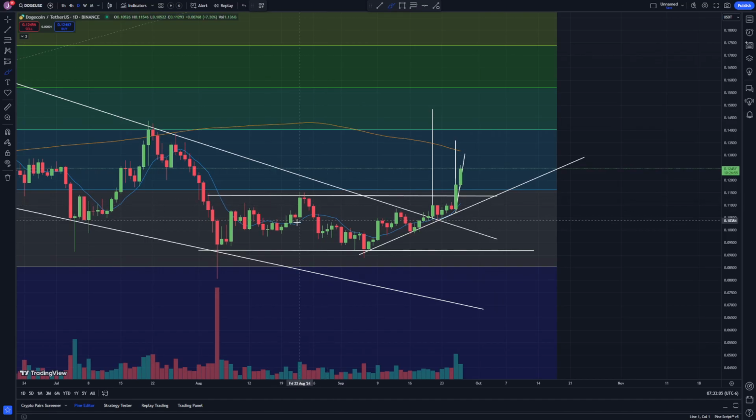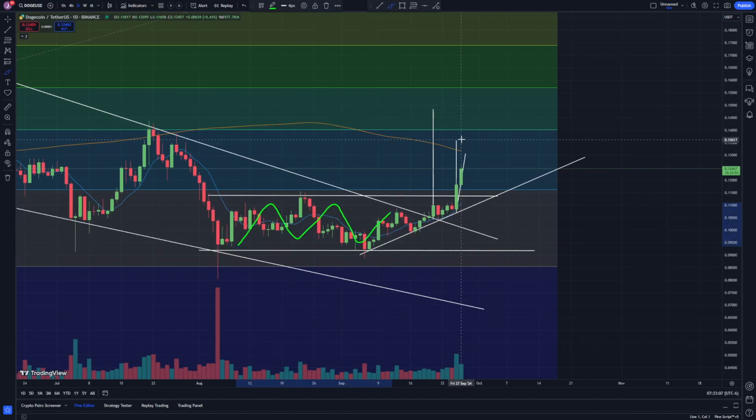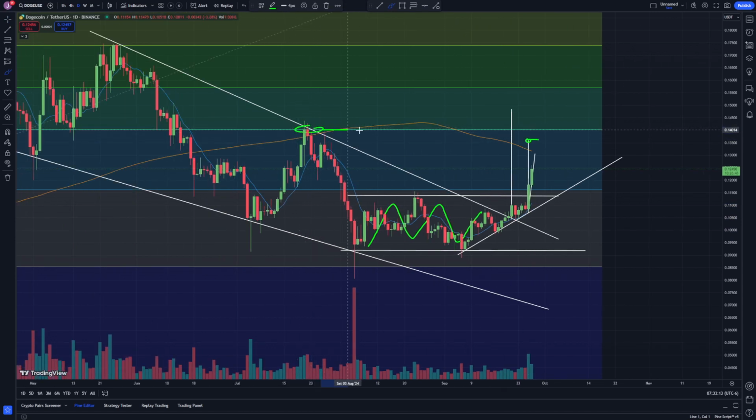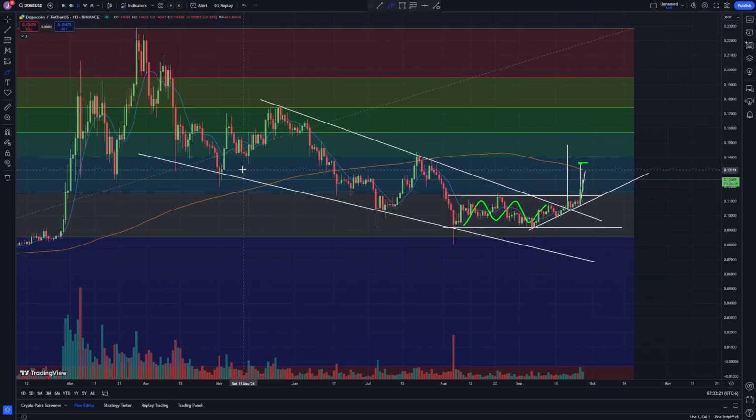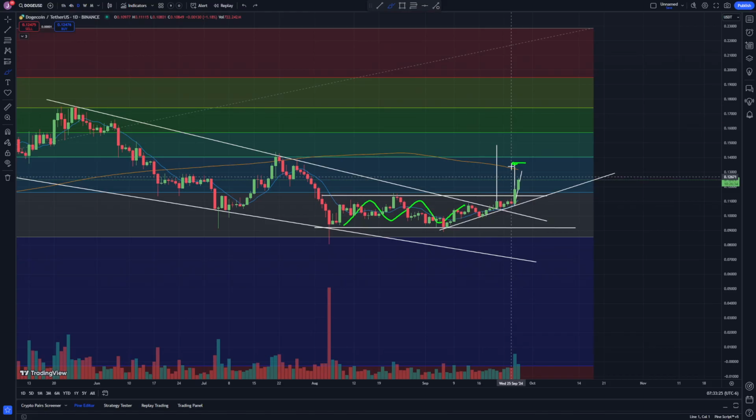So here are the next potential places that I'm looking at. That first little channel pattern right here, this first target sitting at around maybe 0.1358, and then we have that Fibonacci retracement level, which also lines up with this previous top right here, sitting at around 0.141, and then we also have this falling channel, which could target us up to around 0.148.